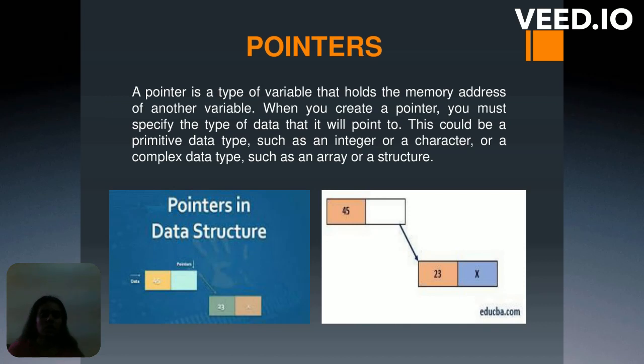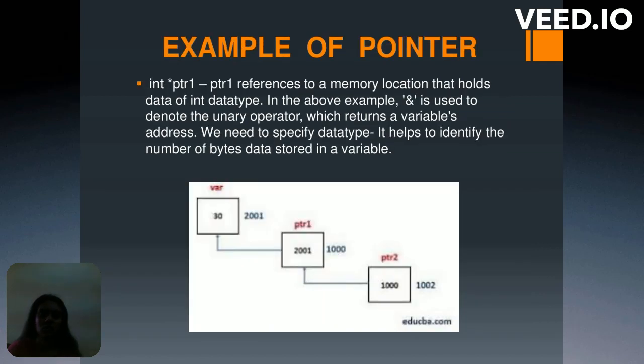So, what is a pointer? A pointer is basically a variable that holds the memory address of another variable. When we create a pointer, we must always specify the type of data it points to, which means it can have a primitive data type or a complex data type. Primitive data types include integer, character, or other types of data, and complex data types include an array or a structure.